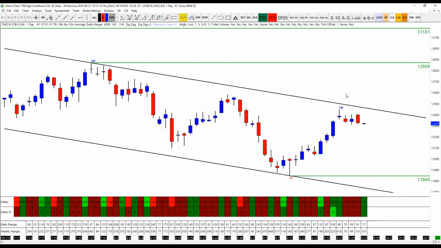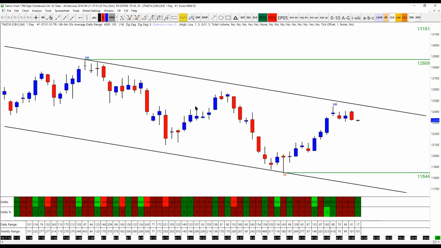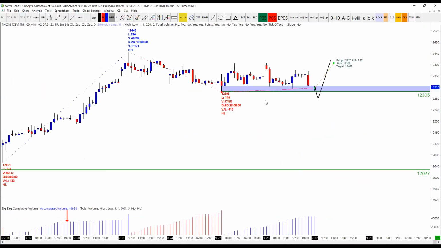But, very quiet compared to what we would normally expect from the DAX.